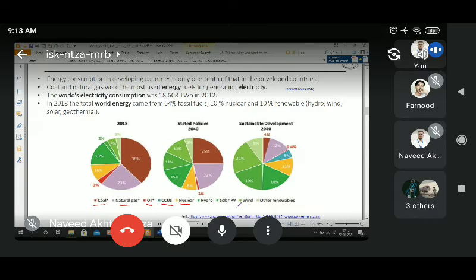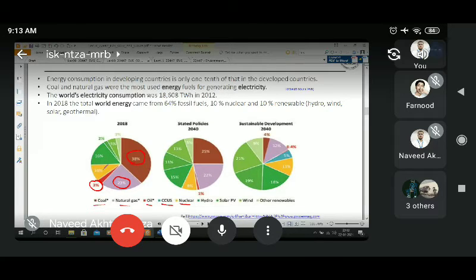So from this figure you can come to know that in 2018 the global use of coal is about 38%, and the natural gas we are using around 23%. Oil we are using around 3%. This all we are using to fulfill our needs.